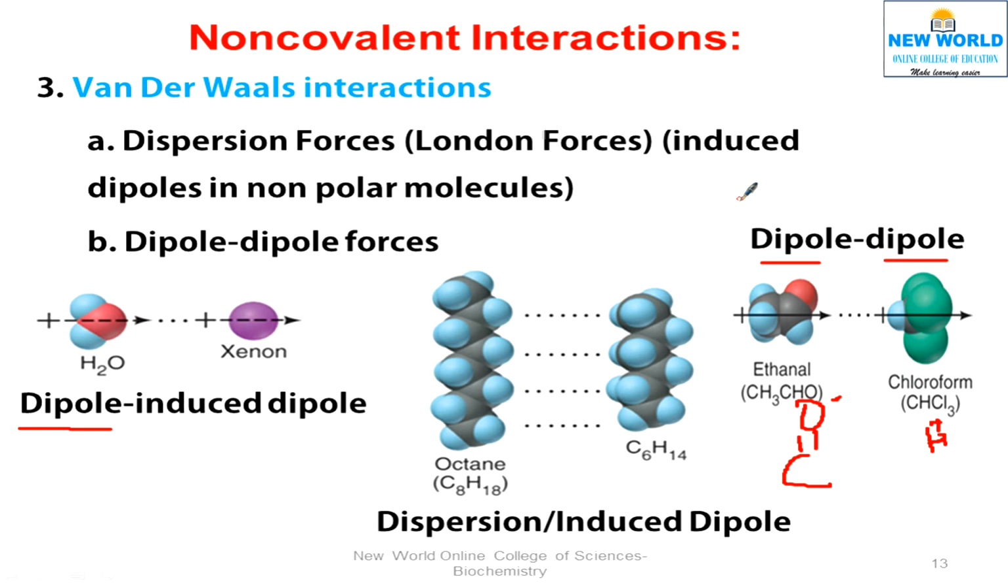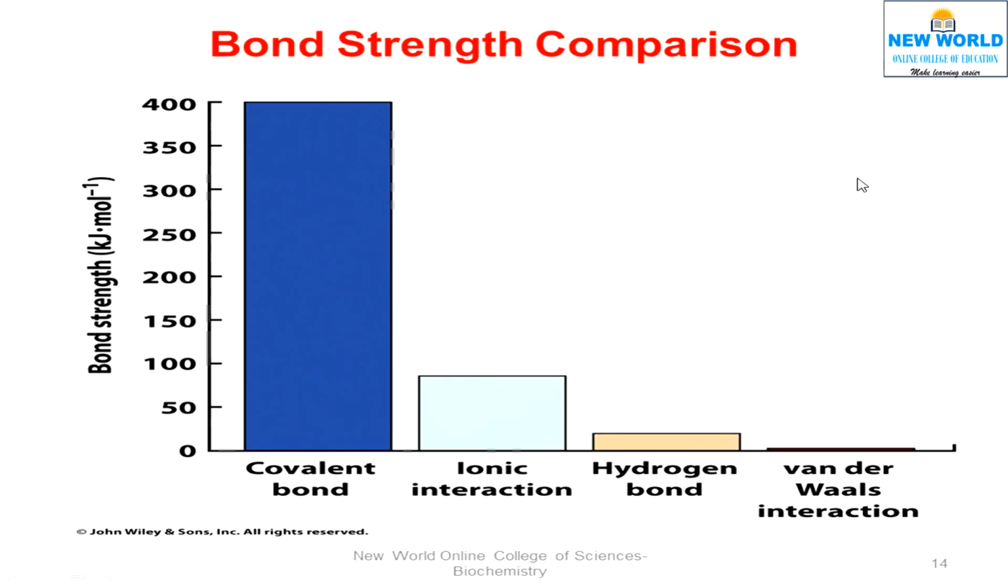Van der Waals forces are the weakest of all the non-covalent interactions. Okay, if we compare the strength, you can see the covalent bond is the highest. You need 400 kilojoules per mole to break that bond, which is very high energy. Ionic bond is the next, like 100 kilojoules per mole. Hydrogen bond, you need like 30 or 25 kilojoules per mole. The weakest one is the van der Waals forces of attraction. You only need almost 4 kilojoules per mole to disrupt that van der Waals forces bond.